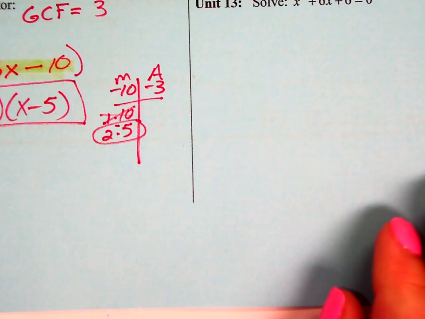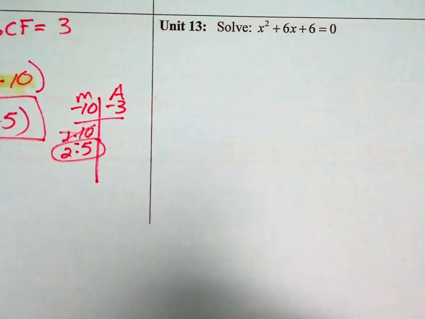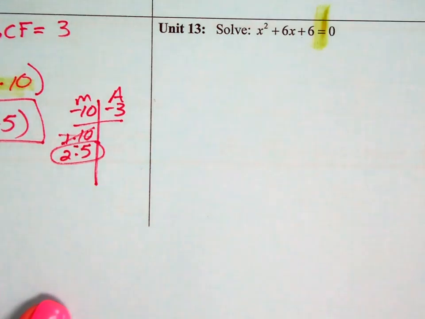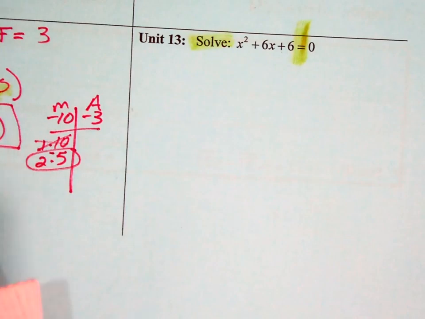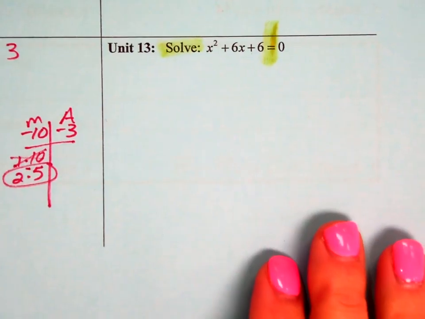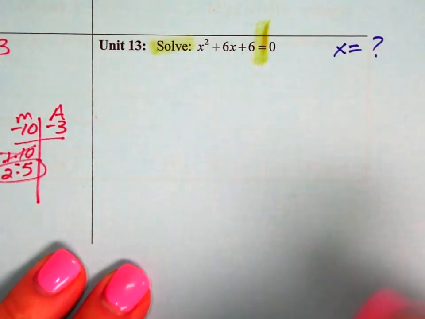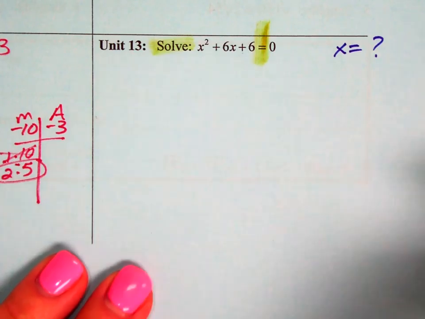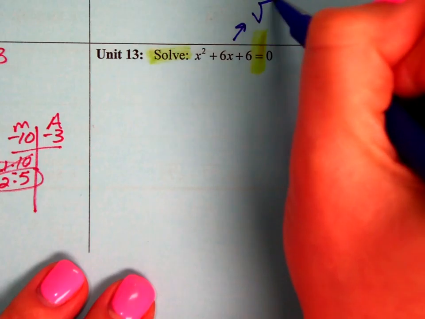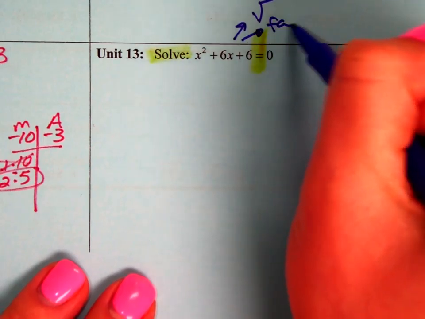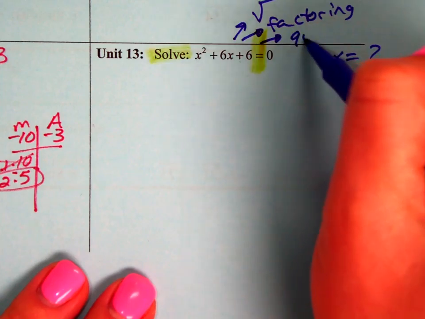Okay, then we look at Unit 13, and this time, we aren't just factoring. Look, there's an equal sign here. So if it's an equal sign, then we need to solve. Remember how we constantly say you can only tell me what x equals if there's an equal sign? So in the end, you have to tell me what x equals because there's an equal sign here. And remember, there are 3 methods for doing this, right? We have square roots, we have factoring, and we have the quadratic formula.